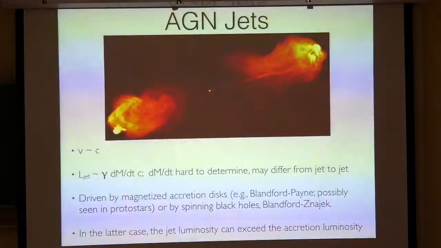Or you can do it if the black hole itself is spinning, and you can attach field lines to it by creating again the disk. You can actually tap the energy in the spinning black hole. That's the Blandford-Znajek process. So either one of these is a plausible source for these jets. And just remarking on that latter case, the jet luminosity can exceed the accretion luminosity of the black hole, and there is again some evidence for that in some cases.